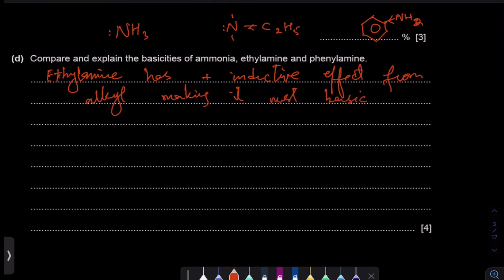And then we have ammonia. Okay. अमोनिया के बारे में हमें कुछ भी बताने की जरूरत नहीं है. We will now focus on the phenylamine part, that the lone pair is delocalized into the benzene ring, और उसकी वजह से it is the weakest of these. So that's all you have to talk about.